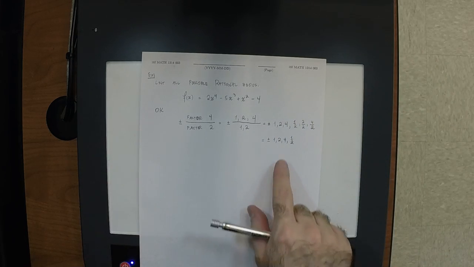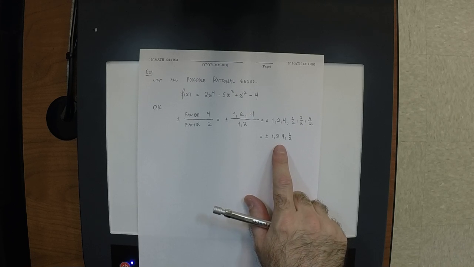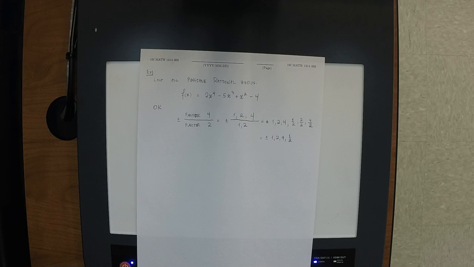So how many possibilities are there? 8. 8 possibilities. Any question about this? Okay, so now we're going to combine the new thing with the old things.